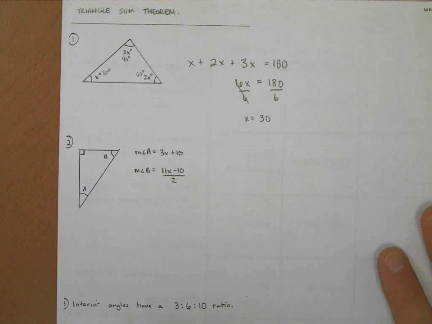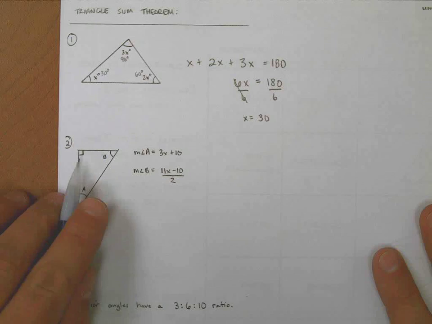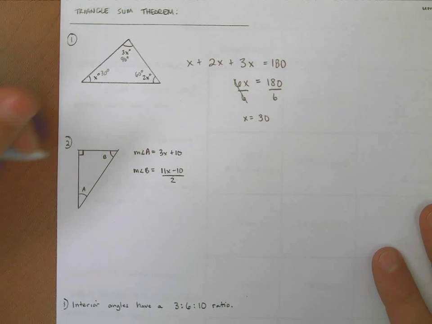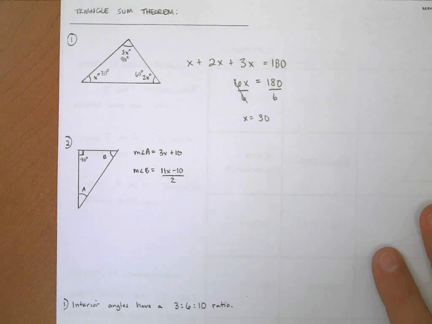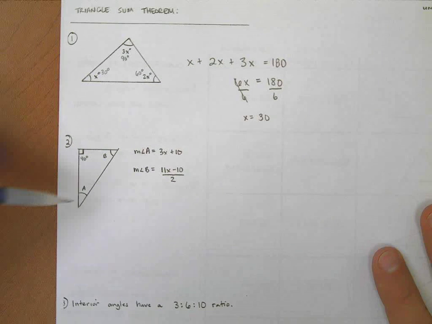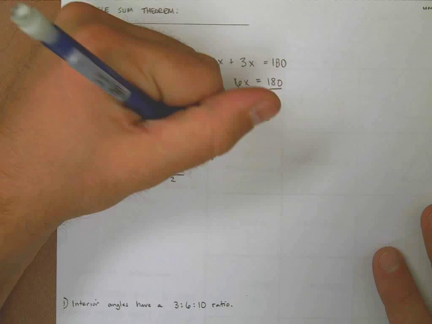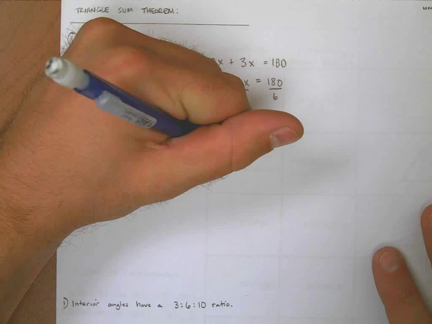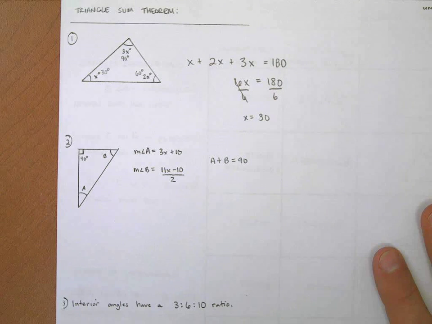Here's a second problem. A little bit different. I have a square here. That means that is a 90-degree angle. And that means that 90 degrees out of the 180 has already been used up. That means A and B must be splitting the other 90 degrees, right? So I know then that A and B add up to the other 90.